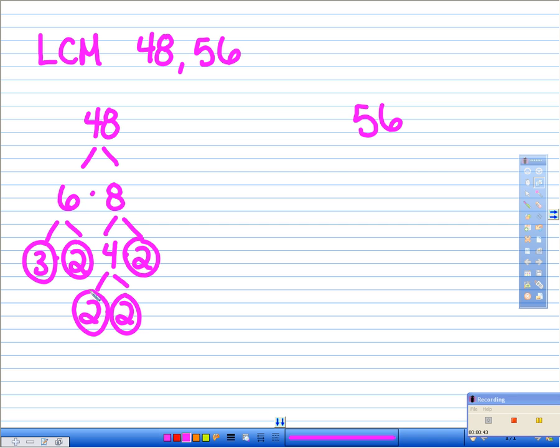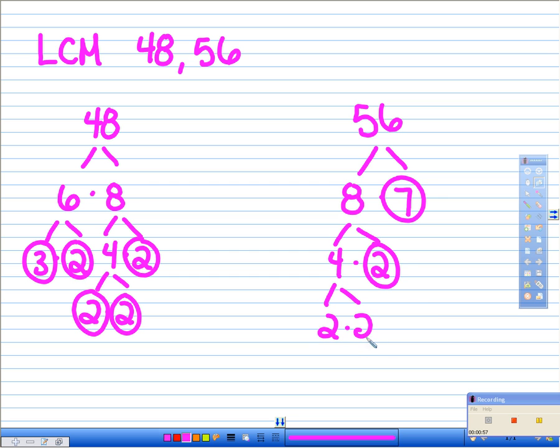Now I'm going to move over to 56 and do the prime factorization of that. 8 times 7. I'm circling my prime numbers. 4 times 2, and 2 times 2. Now what I can do is list the prime factors of all these.